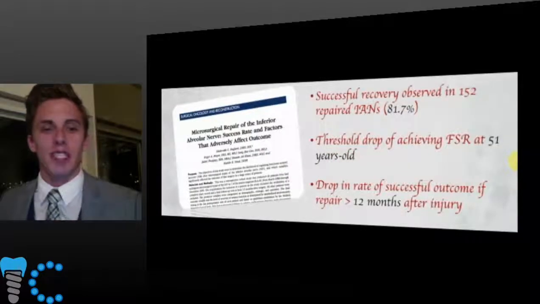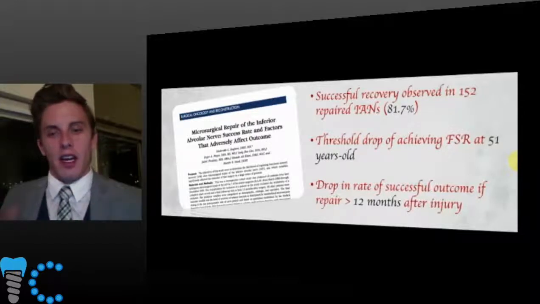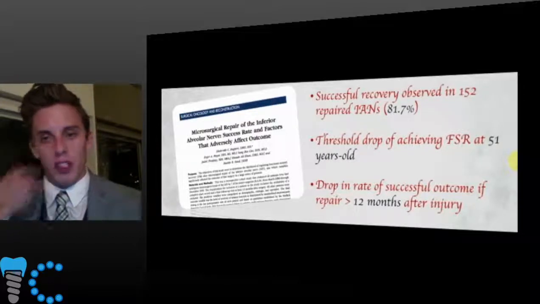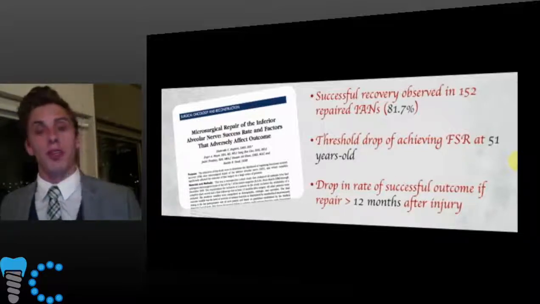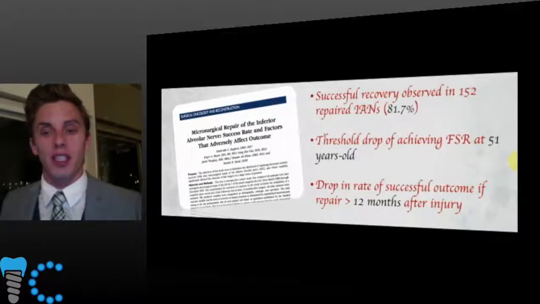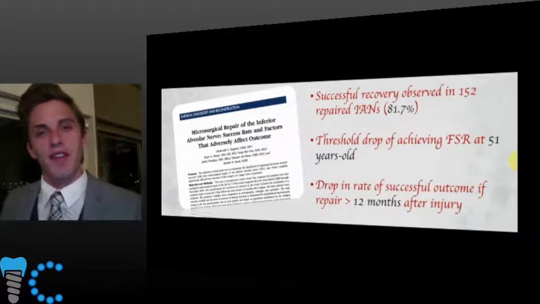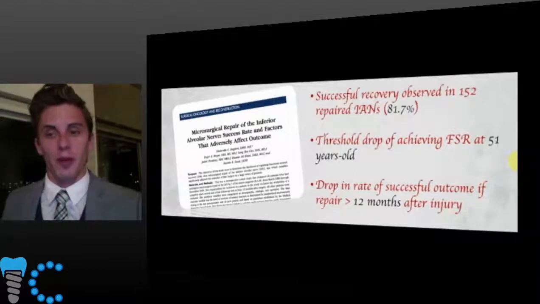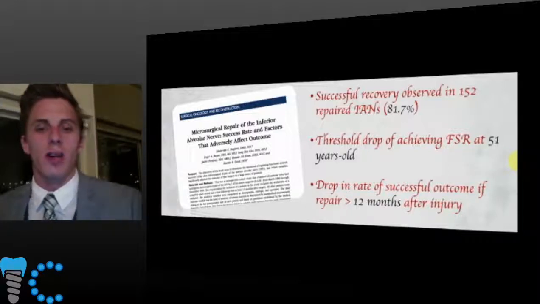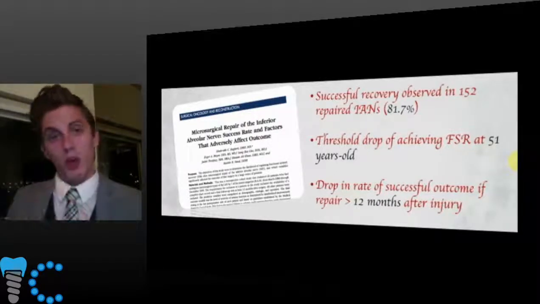And finishing up this last slide, the successful recovery was observed about 82%, which is fascinating. That's a fantastic percentage. Obviously, we would like that 100% because the quality of life is affected so much. The threshold of achieving full recovery is about 51 years. Okay, so she's 33, she's on the younger side, which will help. The other thing that we notice in this paper is the fact that the successful outcome actually drops if you delay it 12 months after surgery.